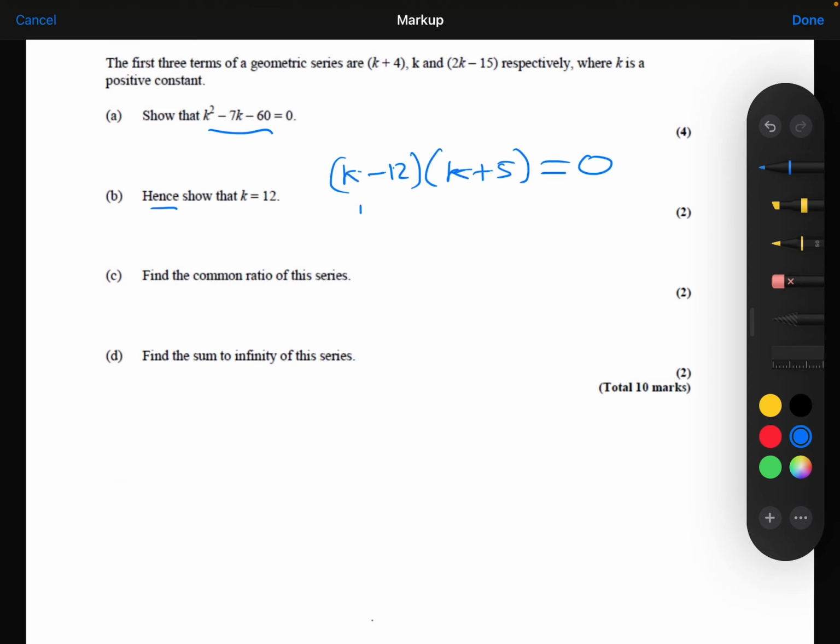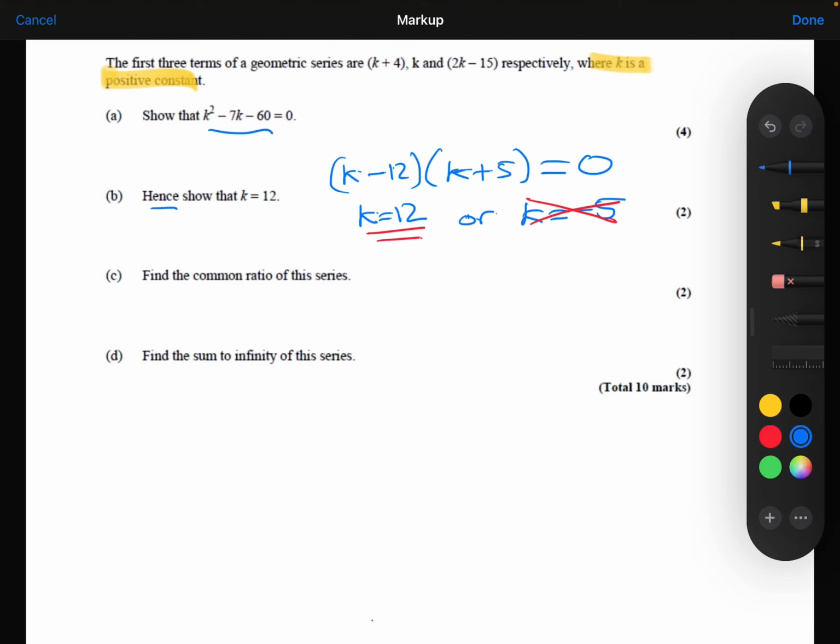So therefore, either k is equal to 12 or k is equal to minus 5. But we were told in the question that k is a positive constant. So that allows me to eliminate the negative and say that k is going to be equal to 12.